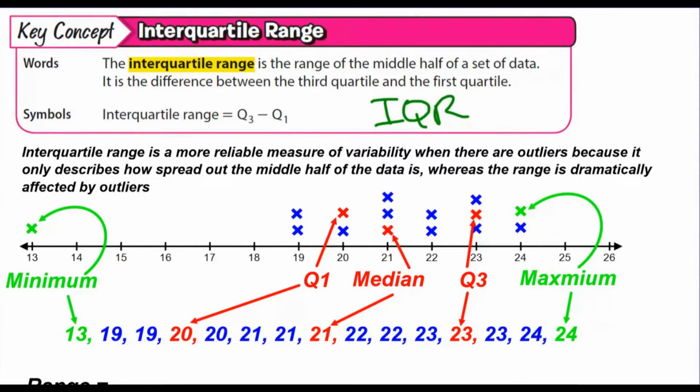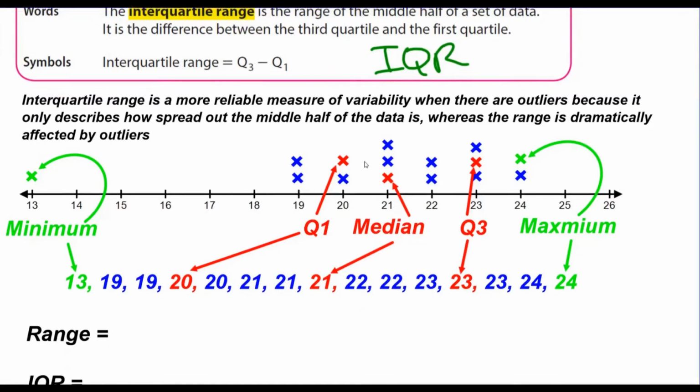Okay, and it says here the interquartile range is a more reliable measure of variability when there are outliers, because it only describes how spread out the middle half of the data is, whereas the range is dramatically affected by outliers. Our IQR will not be affected by outliers at all. So let's try to make sense of this picture that I have here.